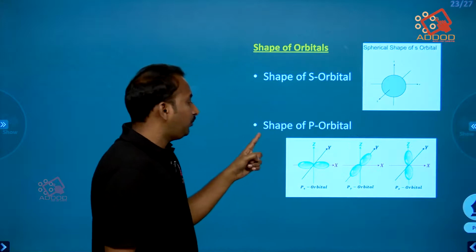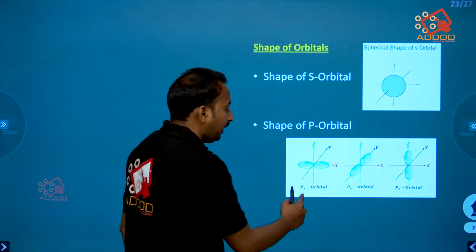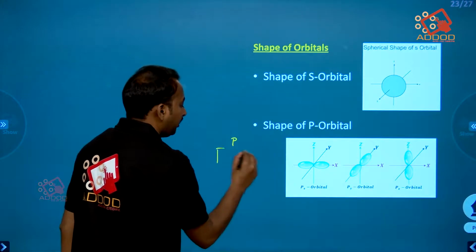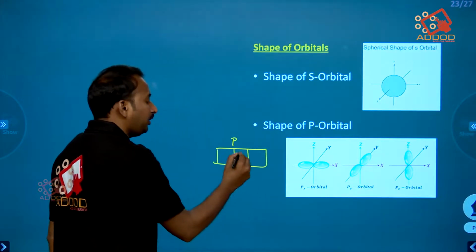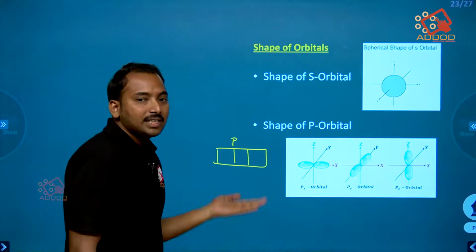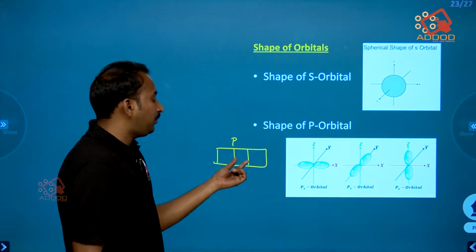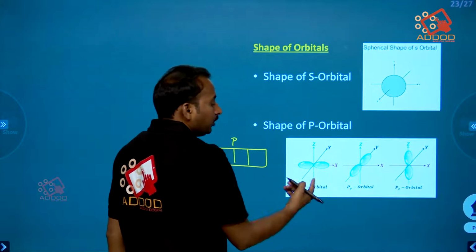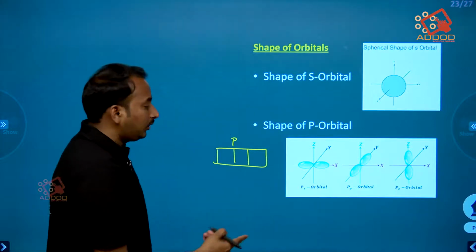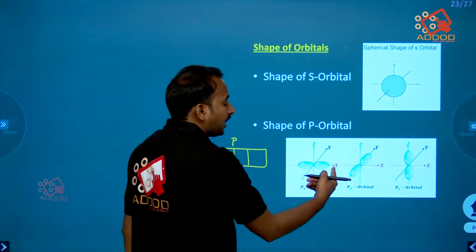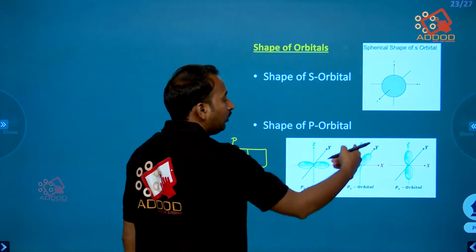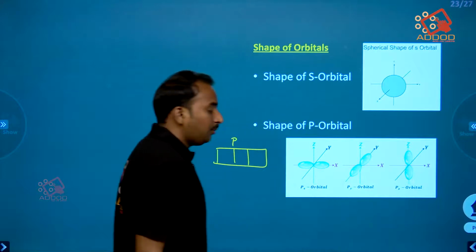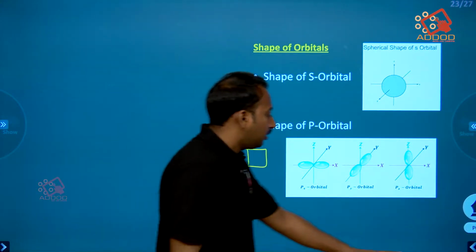And next, the shape of the p orbital. It has px, py, pz. So p has 3 degenerate orbitals, meaning the same energy. The p orbital shape is dumbbell. The orbital lying on the x-axis is px, on the y-axis is py, and along the z-axis is the pz orbital.